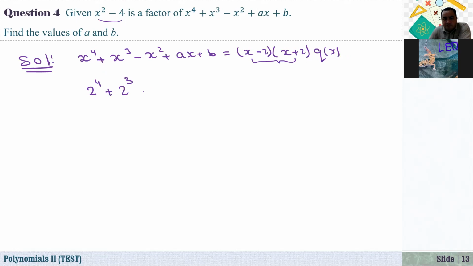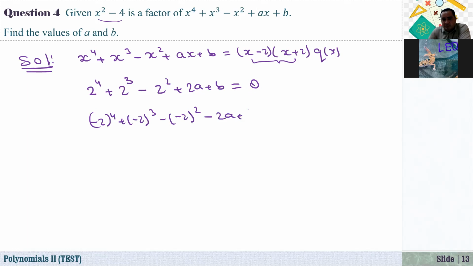Here we have 2 cubed and minus 2 squared plus 2a plus b. On the right-hand side is equal to 0. And how about if it's negative 2? Here we have negative 2 to the power of 4 plus negative 2 cubed minus negative 2 squared minus 2a plus b is equal to 0.